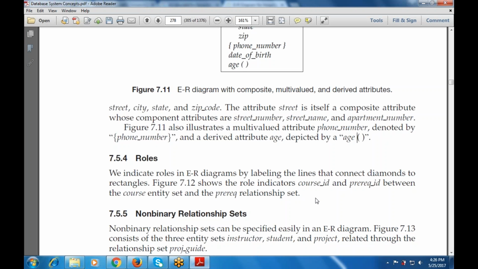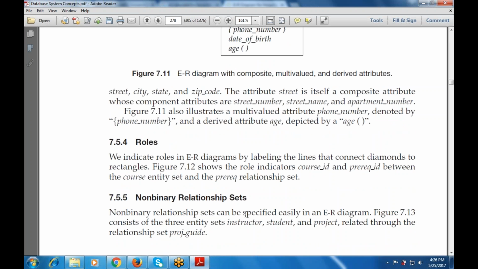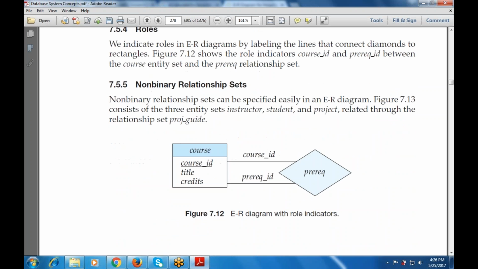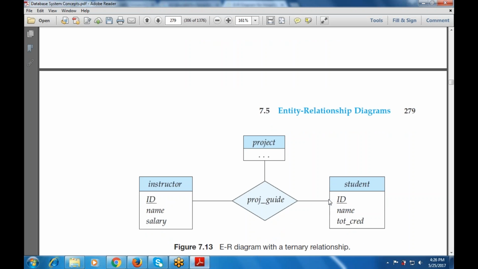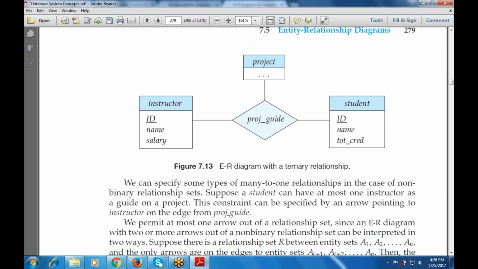The next one is a non-binary relationship set that can be specified easily in an ER diagram. It consists of the three entity sets: instructor, student, and the project, that is related to the relationship set project guide. One is a course, then there is a course ID, title, and the credits. Then there is a course ID, prerequisite ID, then there is a prerequisite. So this is the ER diagram with the role indicators. There is the project, then instructor, then student, then project guide.